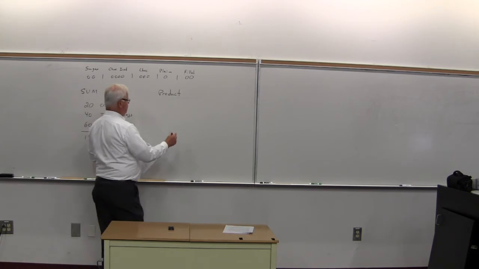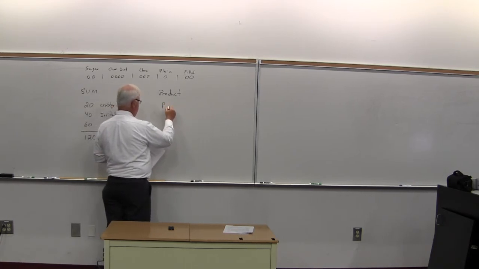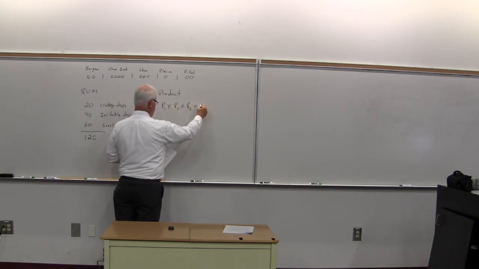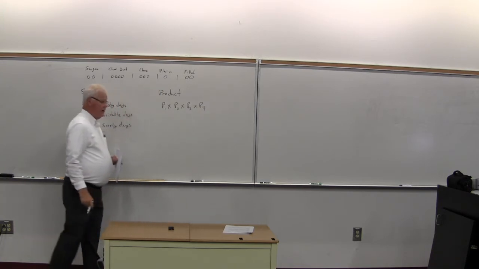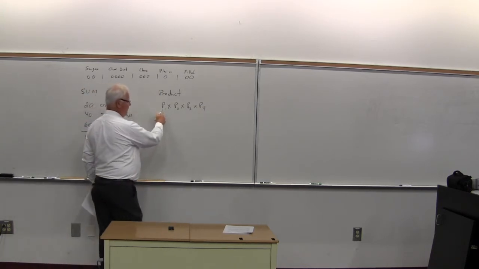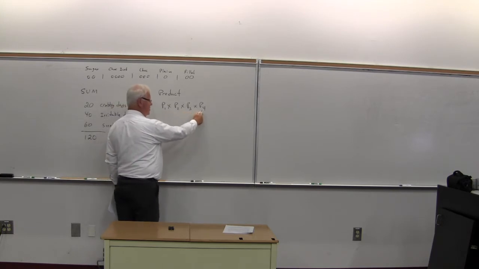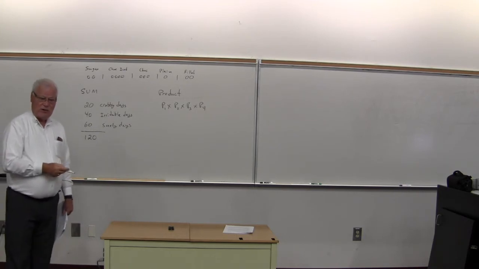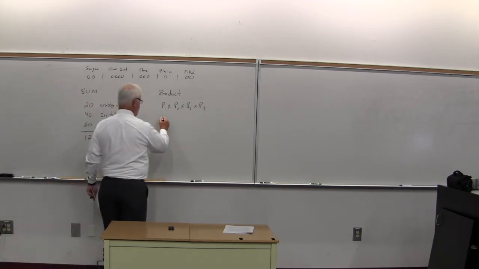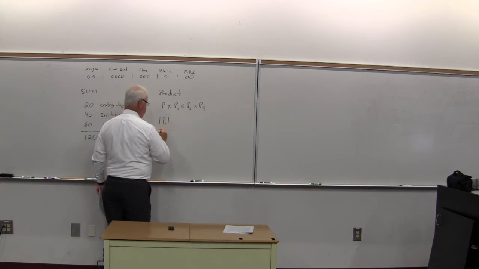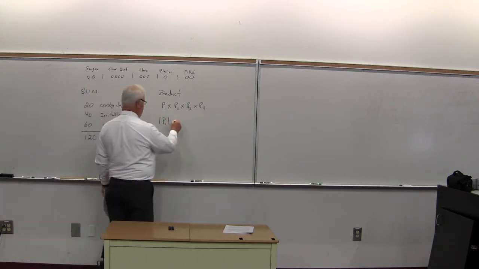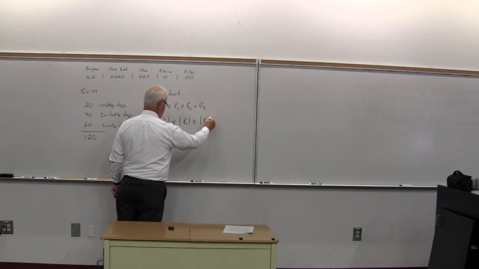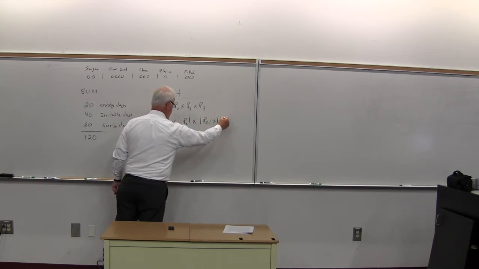Well, we talked about taking sets and taking the cross product of sets. What does that mean? Well, that means you take the first element from this set, the second element from this set, the third from this, the fourth from that. That's how you take a cross product of sets. How many ways can you do that? Well, you take the cardinal number of elements in P1 times the number of elements in P2 times the number of elements in P3 times the number of elements in P4.